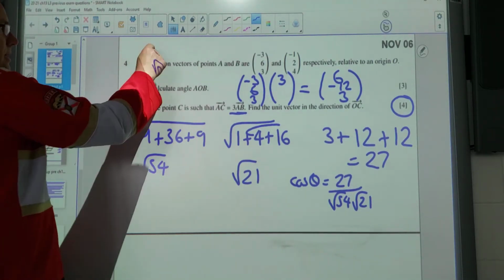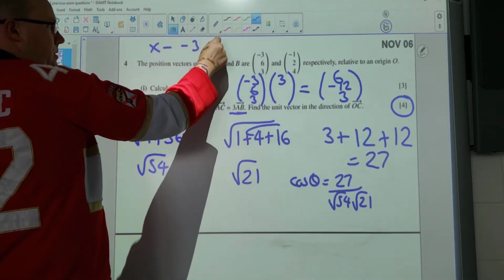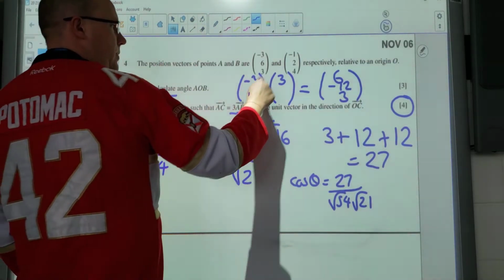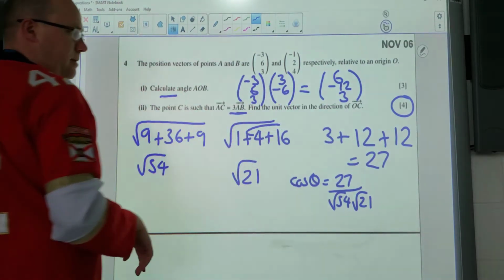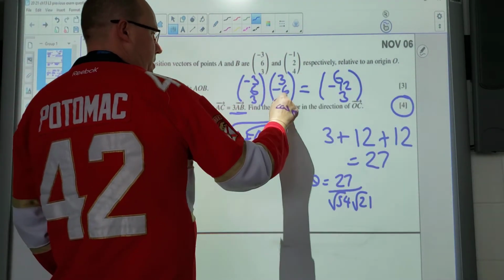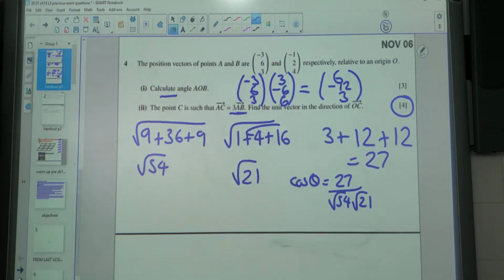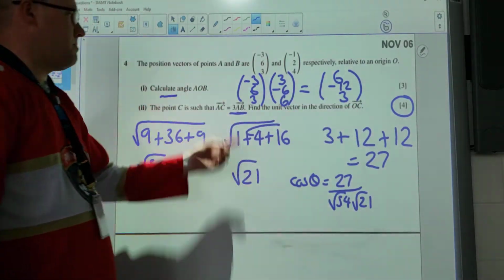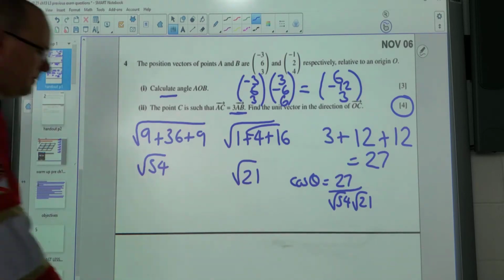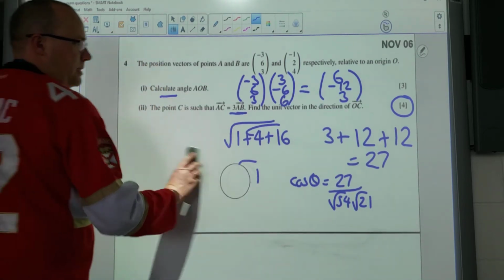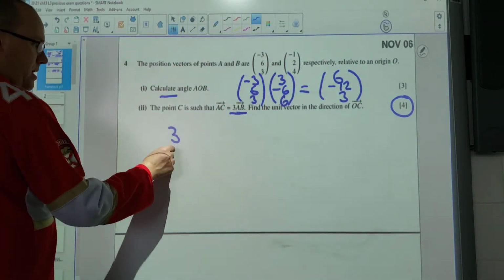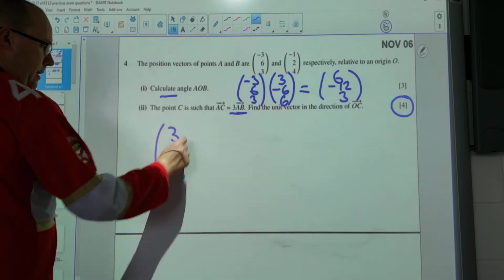And if you're not sure, just write it out. X take away -3 equals 6, and then you can start to solve that equation. Something take away 6 is -12. That will be -6. And something take away 3 is 3, and that would be 6. So I found out what the point C is. Now I need that because I need to know the vector in the direction OC. So although this is vector C by itself, as that starts from the origin, then OC is going to be that same vector. So I've got the vector 3, -6, and 6.